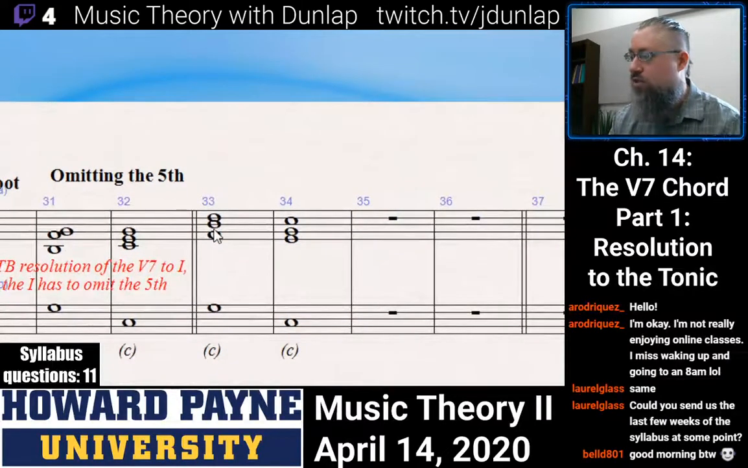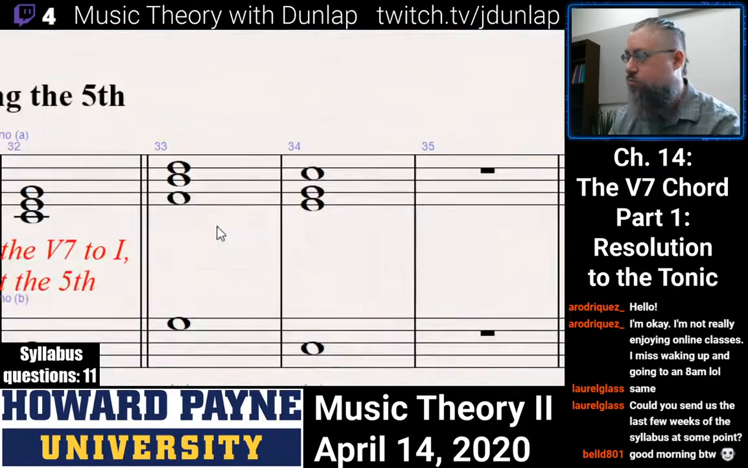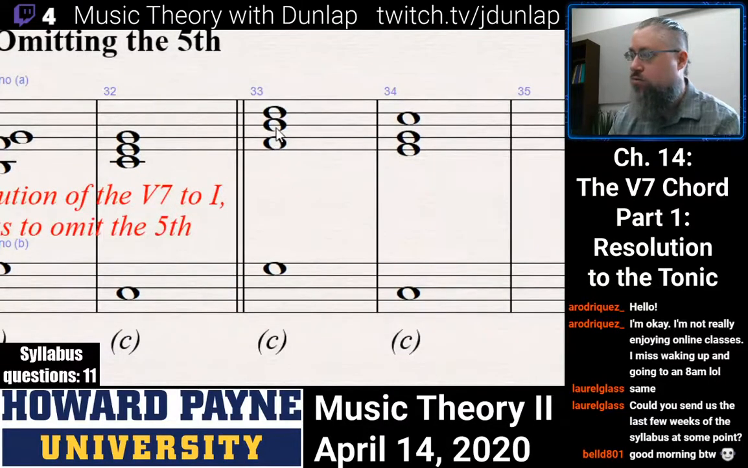It involves the leading tone being in the middle or bottom of the chord, usually the middle, and resolving down to the fifth. Does everyone see that? It wants to do this.